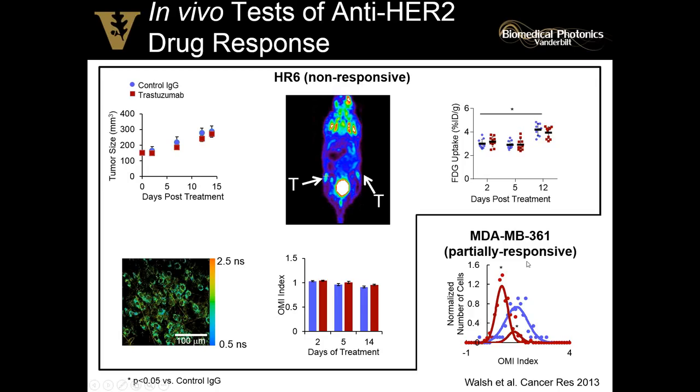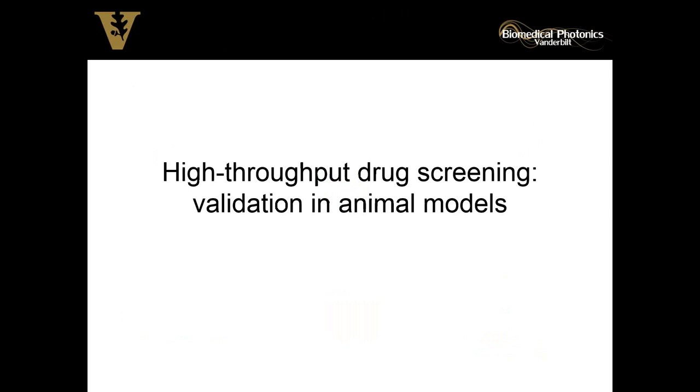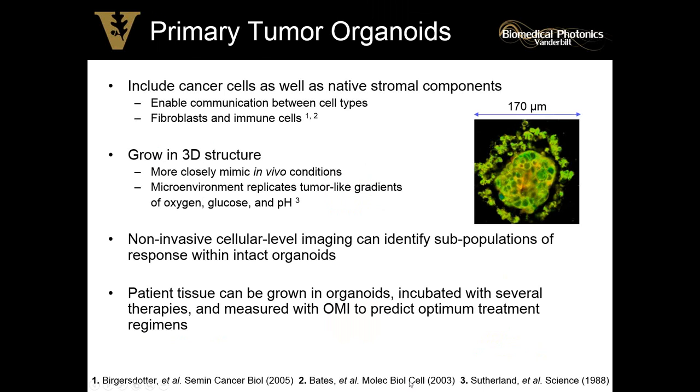So those are the in vivo studies, but now I want to talk some more about the high throughput screens, because these have particularly important translational implications. So primary tumor organoids are great because they can include cancer cells as well as native stromal components, so we can enable communication between cell types, and this includes fibroblasts and immune cells. We know that 3D culture more closely mimics in vivo-like conditions because it replicates microenvironmental gradients of oxygen, glucose, and pH.